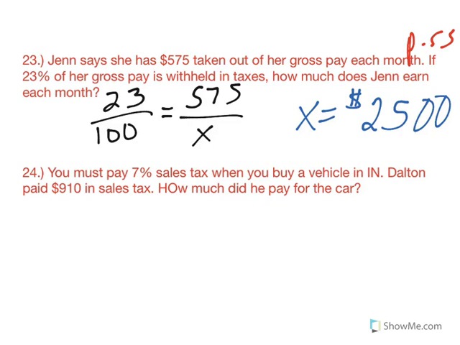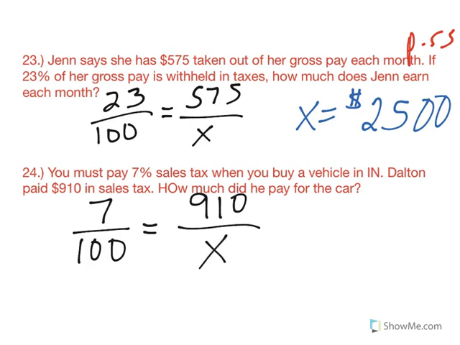And 24, let's buy a car. If you buy a car in the state of Indiana, you pay 7% sales tax. Dalton bought a car and paid $910 in sales tax. How much did he pay for the car? Again, let's start with the percent. Okay, now he paid $910 in sales tax. Is that everything he paid or part of what he paid? Well, it's part, right? So we'll find out by doing this how much he paid total for the car. Cross multiply, divide, and Dalton paid $13,000 for his car.